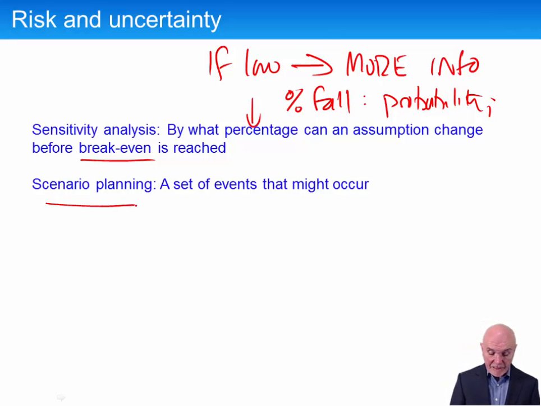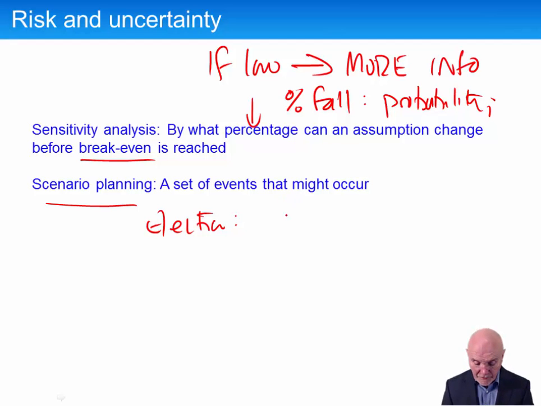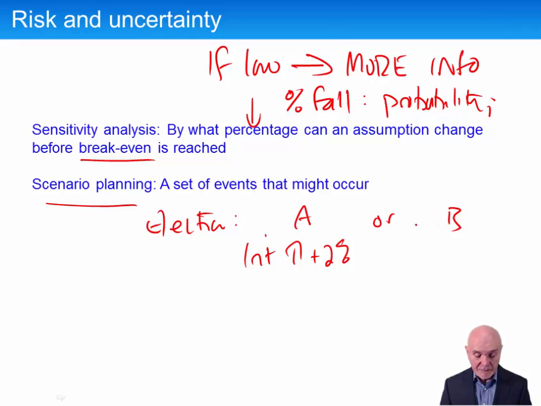The second method is scenario planning. Scenario planning looks at a set of events that are likely to occur. So, for example, if you had an election coming up, we could have Party A or Party B getting in. Party A might say increase interest rates, maybe we think up by 2%. Maybe Party B we think might reduce interest rates down by 1%.